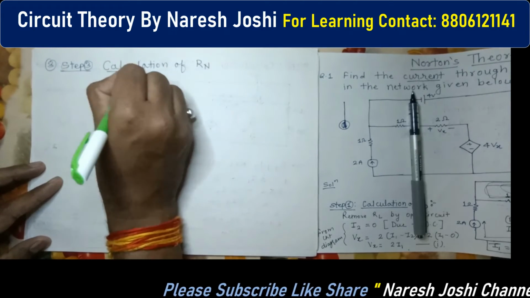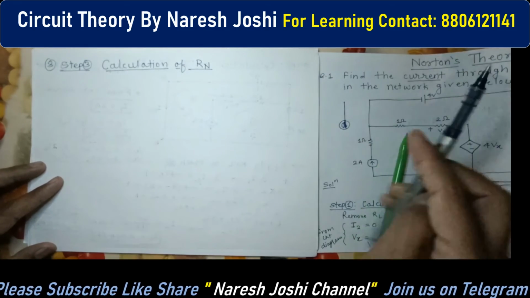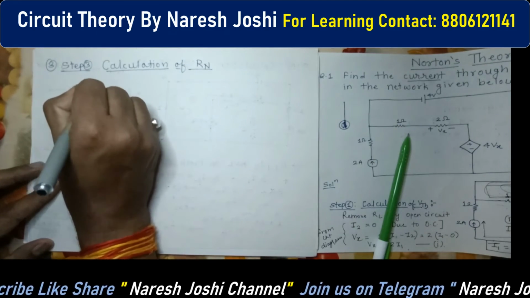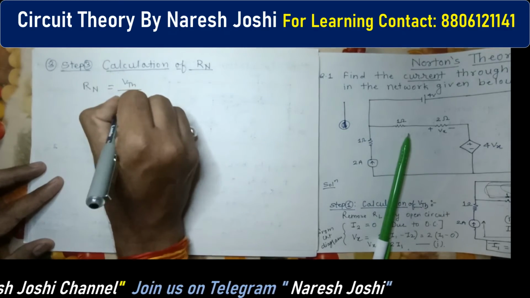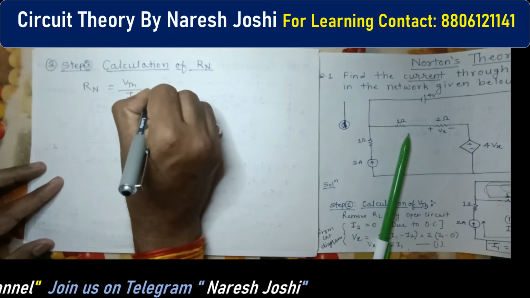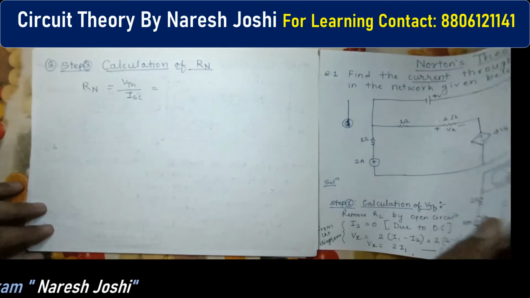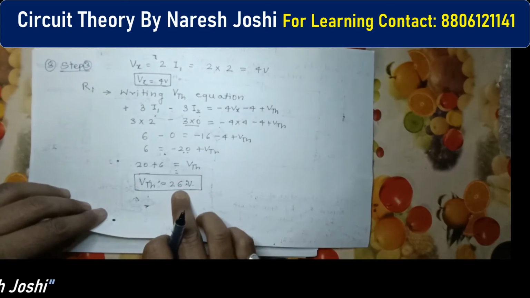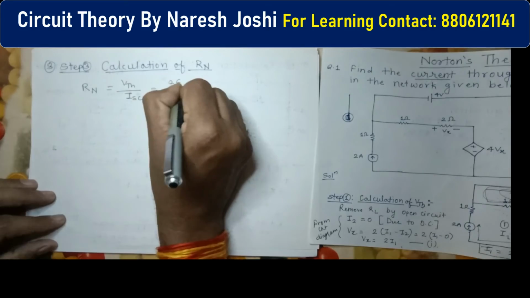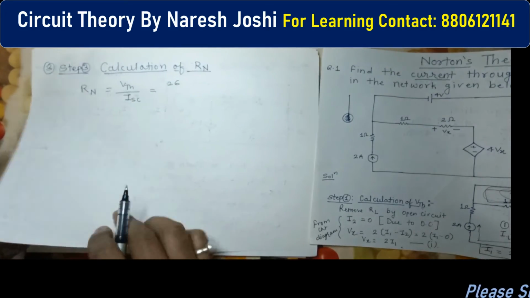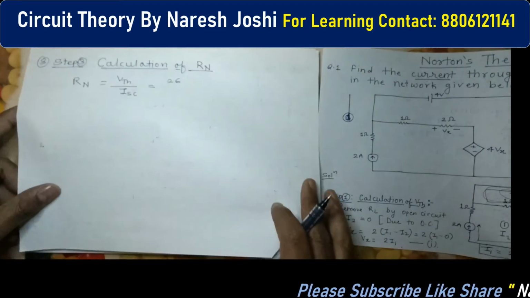Okay, so the third step is Rn. How can we calculate it? We have to use the equation Rn equals Vth upon ISC, and we have already calculated both values. In the previous question, we calculated Vth equals 26. So here we will put the value 26, and we have calculated ISC equal to 2.36.